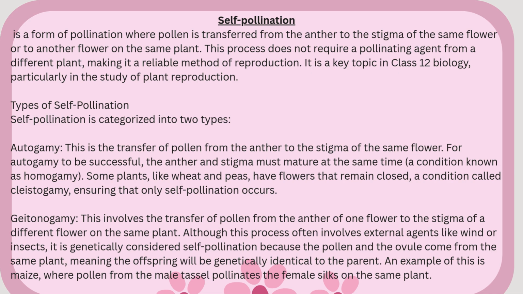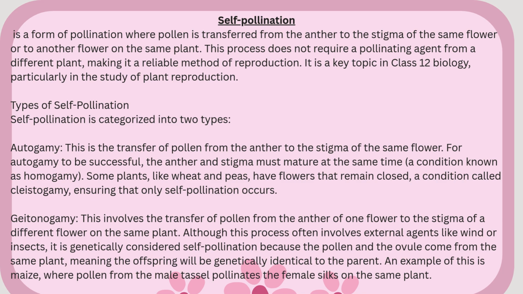Now we'll see the types of self pollination. Self pollination is categorized into two types. The first one is autogamy. In this process, there is a transfer of pollen from the anther to the stigma of the same flower. For autogamy to be successful, the anther and stigma must mature at the same time, a condition known as homogamy.